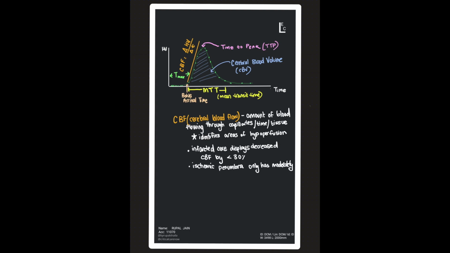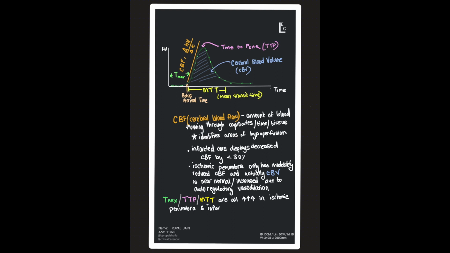Ischemic penumbra, on the other hand, only has a moderately reduced cerebral blood flow. Actually, what might even be a better distinguisher between infarcted core and ischemic penumbra is cerebral blood volume, which is severely decreased in dead tissue, but is near normal or increased in the salvageable tissue in the penumbra due to autoregulatory compensatory vasodilation. And secondly, Tmax is important because it, along with time to peak and mean transit time, are all increased in both the ischemic penumbra and the infarcted core.